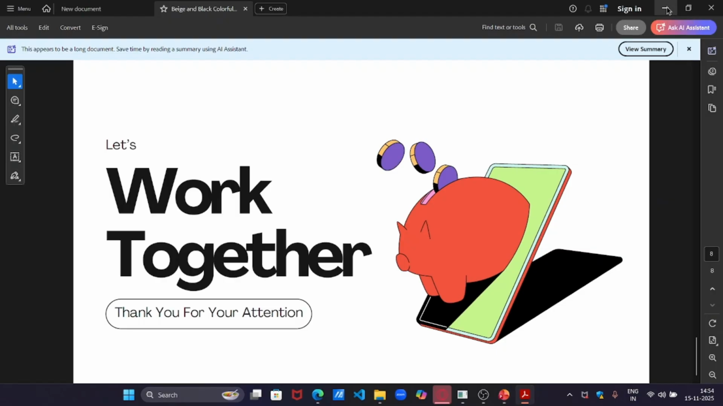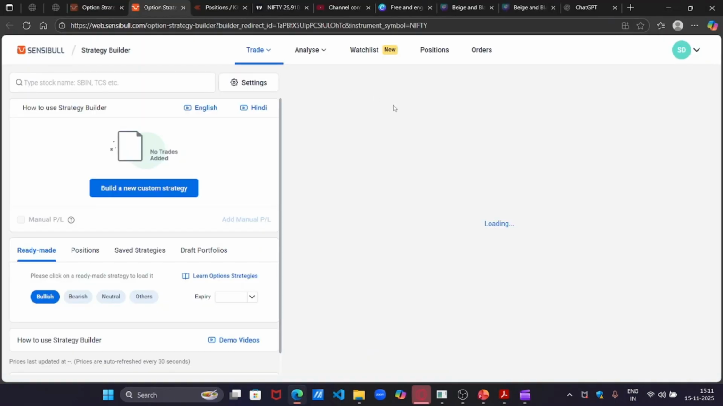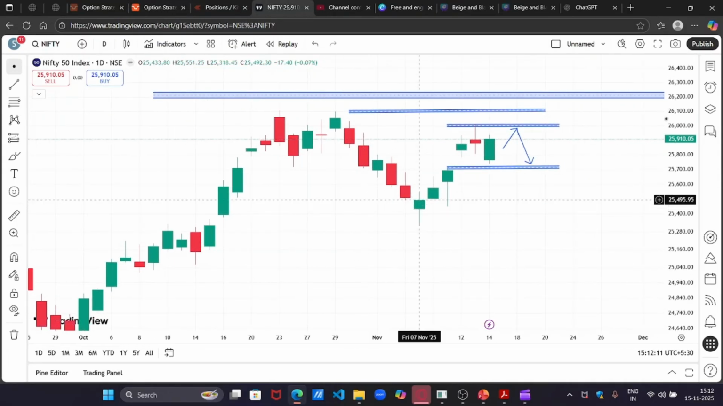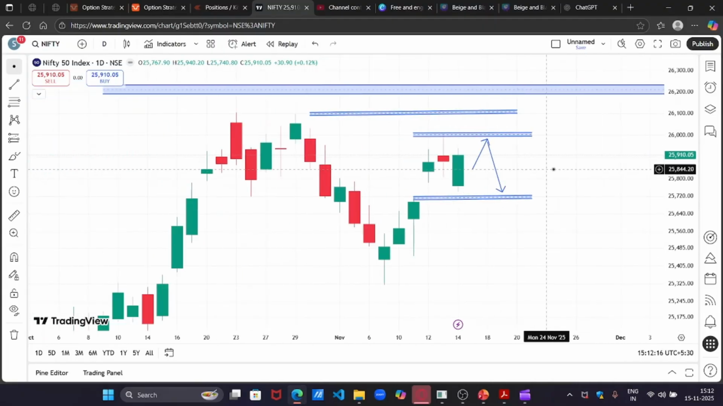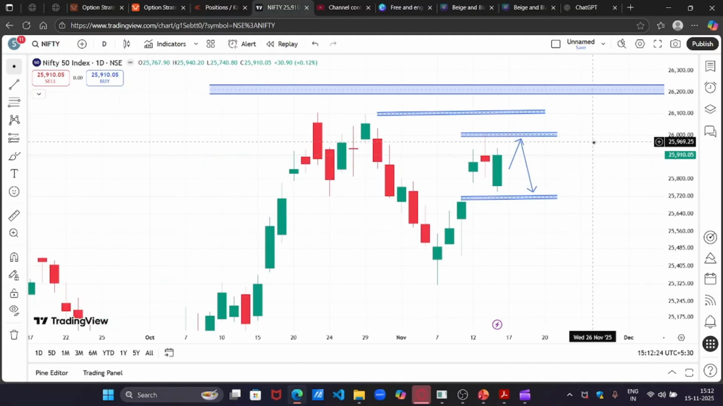So yeah, let's trade. Let's see the chart now. Okay, so I have a Zerodha account and I use Sensible for trading. Let's see in Sensible how we can create credit spreads for both bullish and bearish bias. Let's see Nifty. For example, I have to take a trade for this upcoming month, and my view is bearish.